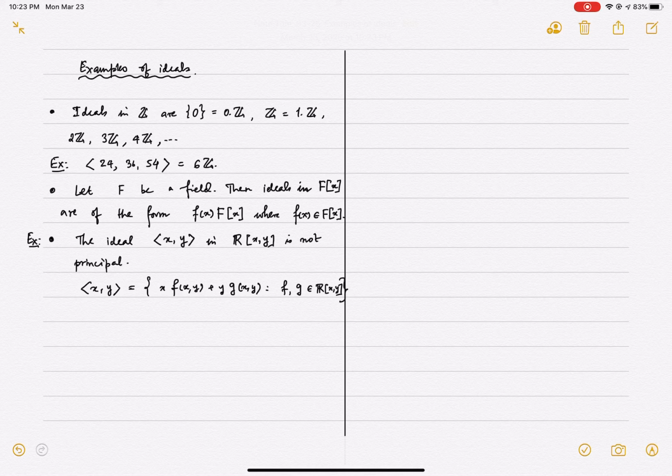So there's a better way of describing this particular one, I suppose. If it's x times something plus y times something, all that it means is that you can get anything but things that have non-zero constant term. So this is the same as all f(x,y) in R[x,y] with 0 constant term.